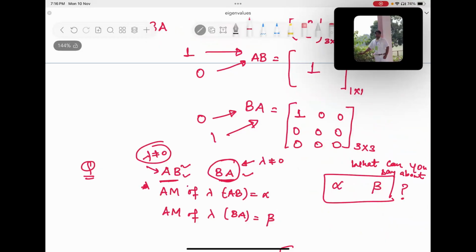Okay. Any other question? Another question is, you have told that if we take A and B both of the same order n cross n, then all the eigenvalues of AB and BA are the same. But if we take different orders of A and B, then we can say the non-zero eigenvalues are the same, but we can't say for sure about the zero eigenvalue. But if we take order n cross n for both matrices, then we can say all eigenvalues will be the same, even if zero is one of the eigenvalues.